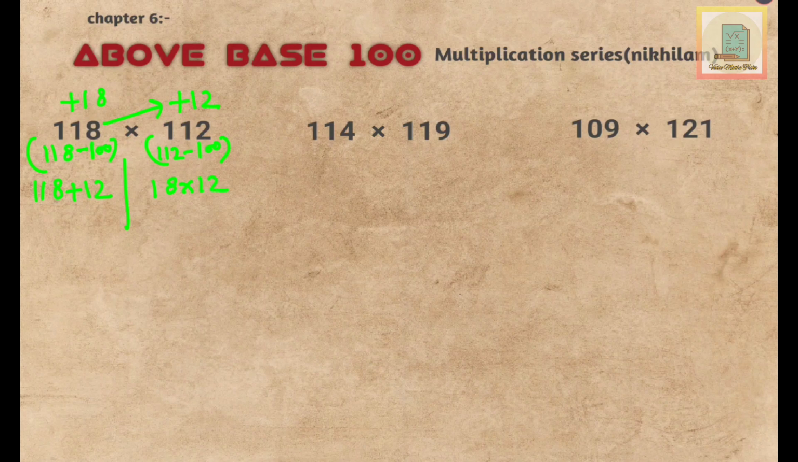12. Now here 118 plus 12 will give you 130. Now 18 multiplied by 12 we cannot do directly. For this multiplication we will use the above base 10 method. Now let's use the above base 10 method here.